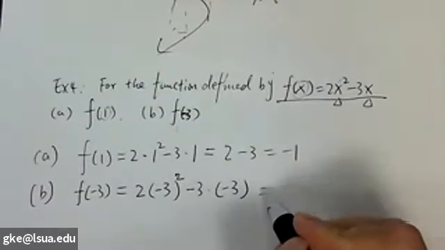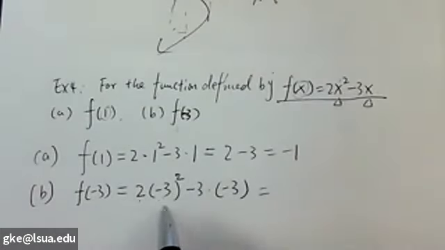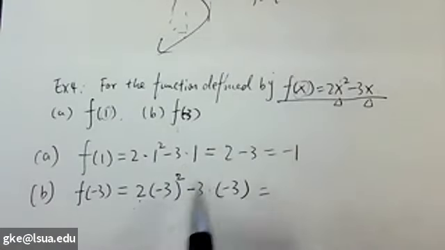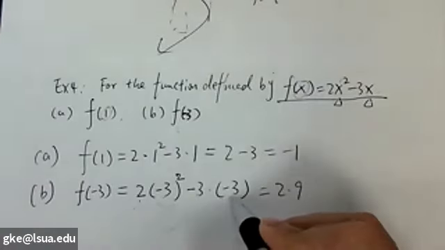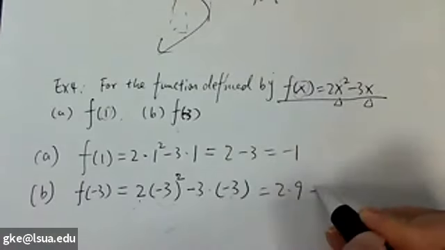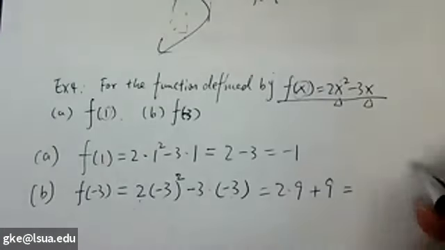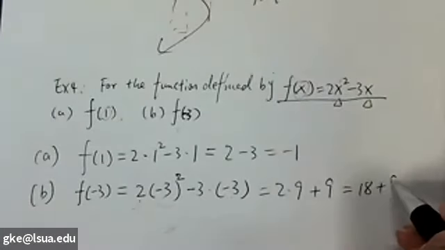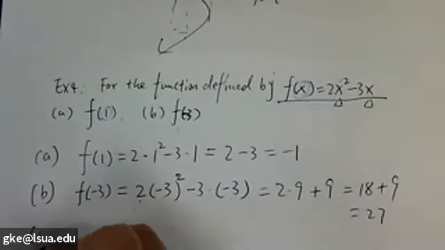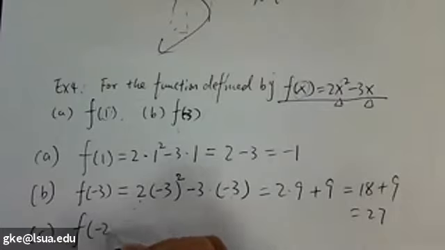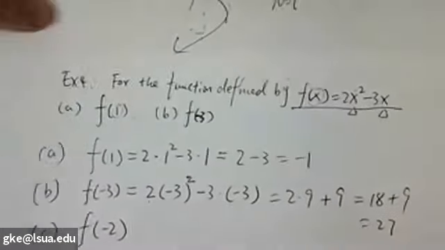So now it's much clearer. 2 times negative 3 squared is going to be positive, right? Negative 3 times negative 3, negative times negative is positive. 2 times 9, because negative 3 times negative 3 is 9. 18 plus 9, 27. Now I want you guys to try f(-2). Try it by yourself.